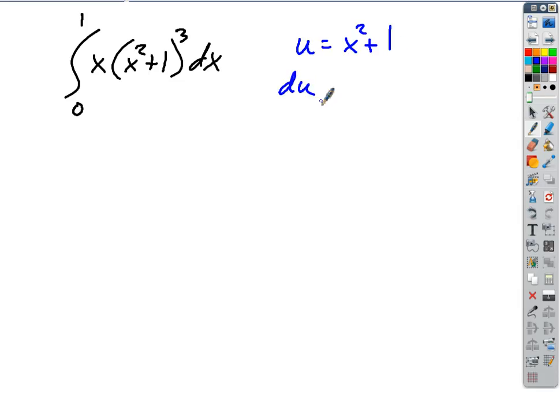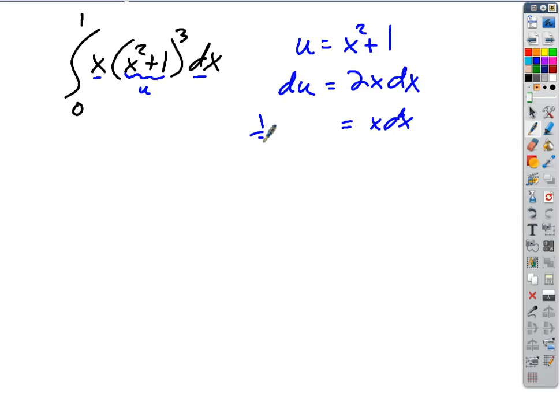Okay, so then what is du? 2x. Okay, so now let's make our substitution then for u, right? So we've got an x squared plus 1 right there. That's good. That's going to become a u. But we've only got an x dx. So what's that going to be?